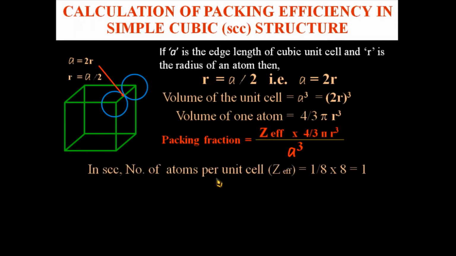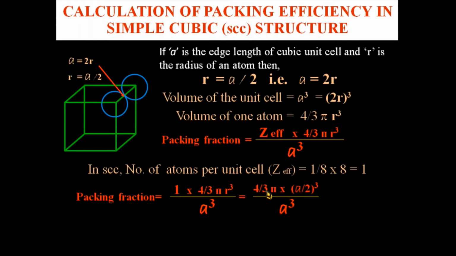In SCC, the number of atoms per unit cell, that is Z effective, is equal to 1 by 8 into 8, that means 1. So we put this value in the formula. We get 1 into 4 by 3 pi R cube by A cube, that is equal to 4 by 3 pi into A by 2 cube by A cube, that is equal to pi by 6, and so the value of the packing fraction is 0.524.